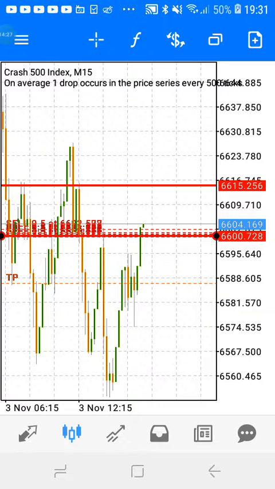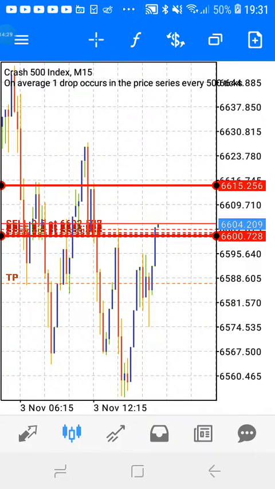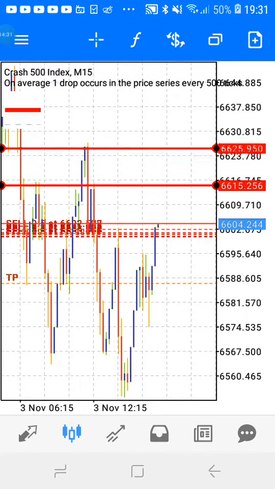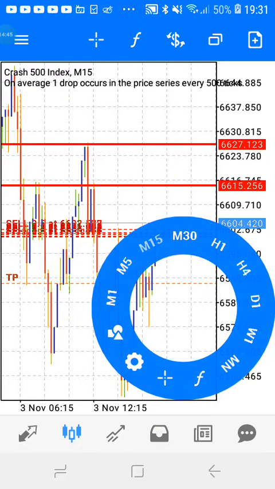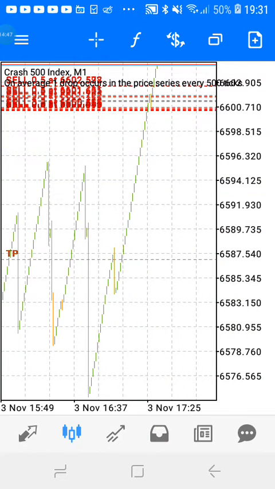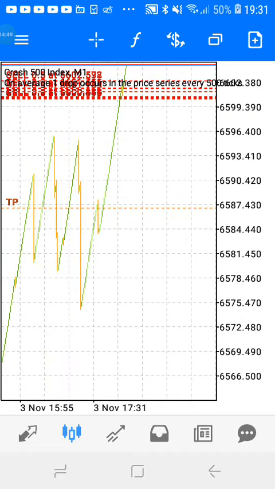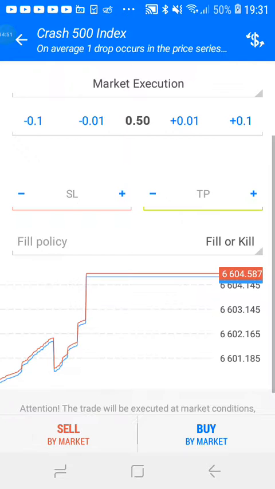This is another strategy now. So here, it might fall, but I'm doing that 1 minute strategy. For now, the strategy that is making me hold this Crash 500 is this strategy on M1. This is what is making me hold.